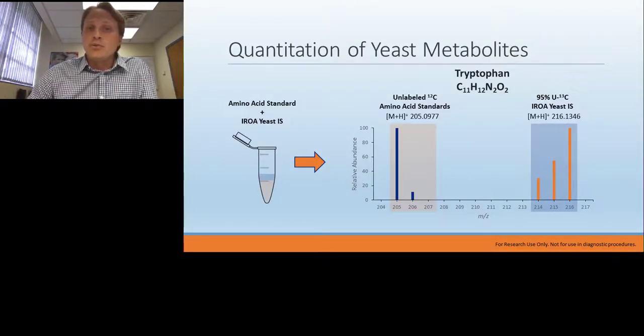And this is an example of what it would look like. In this case, we have the natural abundance of tryptophan, where they have normal carbon-13 abundance on the left with carbon-12 and carbon-13. And then on the right side, we have fully labeled tryptophan with that negative isotope pattern, producing that very distinguishable feature that allows us to identify it in a complex matrix.